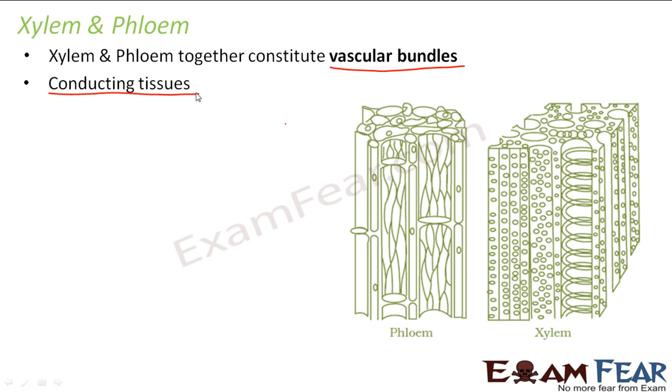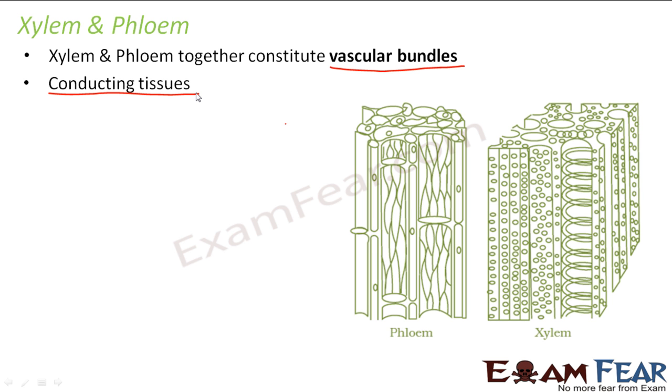For example, in a plant, the food is prepared in the leaves. We all know that, right? By the process of photosynthesis, in leaves the food is prepared. Now, it is not only the leaves which need food, right? It is also the flowers, it is also the stem, it is also the root. Everything needs the food, right? So there has to be someone who will transport that food from leaves to the other different parts of the plant. So that is done by vascular bundles.